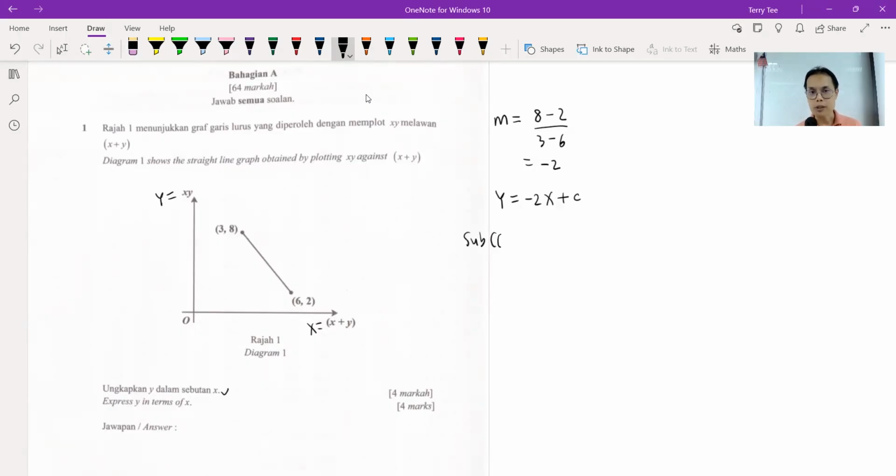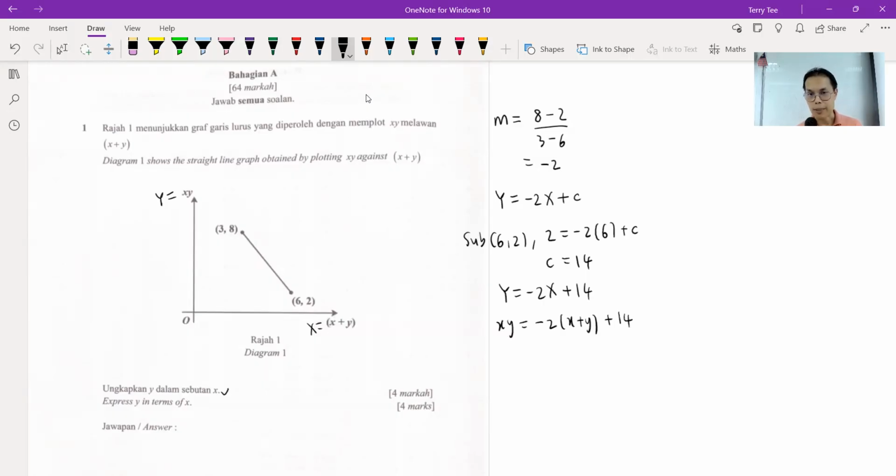We can choose any point. Here I choose 6 and 2. That means your y is 2, your x is 6, right? So bring it over. Your c is 2 plus 12, c is 14. So my big Y is now minus 2 big X plus 14. Okay, your big Y here is now xy. Your big X here is now x plus y.